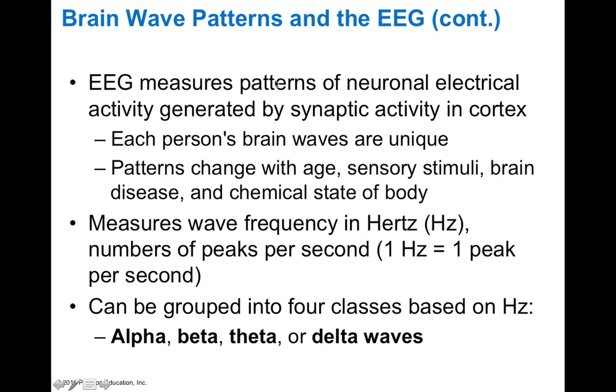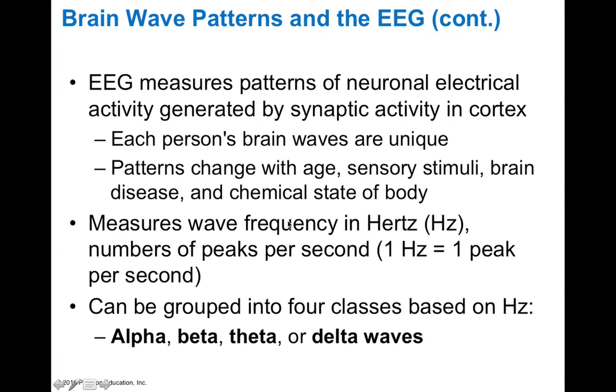So these EEGs specifically measure patterns of neuronal electrical activity, mostly in the cortex, because the cortex is more superficial. It's easier to measure the electrical activity there. Each person's brain waves are kind of unique, and the patterns can change with age, different types of sensory stimuli, brain disease, or even the chemical state of your body. So you can use EEGs to get a kind of inside glimpse of what's going on in the brain.